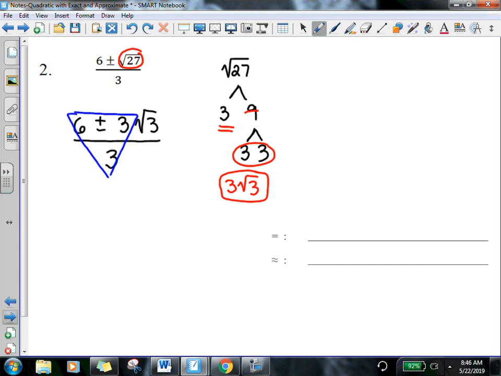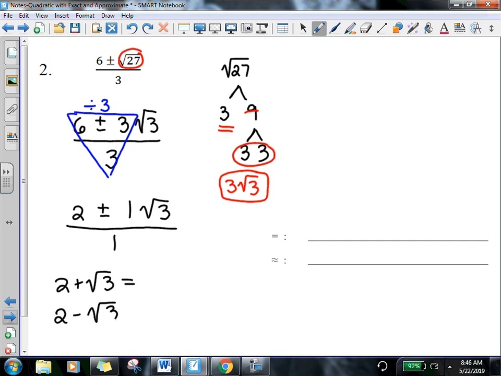Do all of these numbers have something that we can divide by? And they do. I can divide by 3. So 6 divided by 3 is 2. I've got the plus or the minus. 3 divided by 3 is 1. And then I have the square root of 3 divided by 3, which is 1. So I really have 2 plus the square root of 3 and 2 minus the square root of 3.